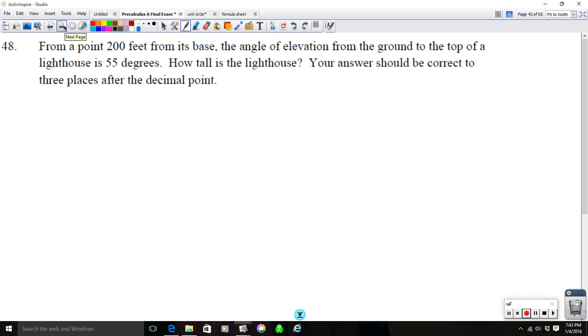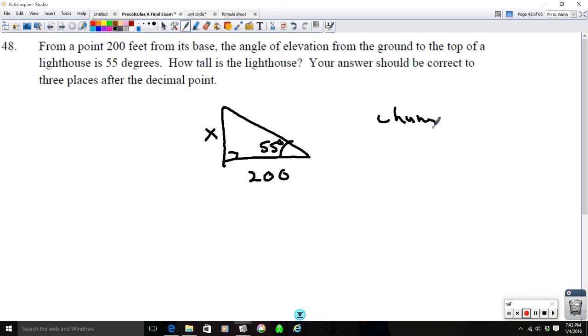48. Got 2 more left here. This is a point 200 feet from the base. The angle of elevation to the top of a lighthouse. The angle of elevation is from horizontal looking up, so it's here, 55 degrees. How tall is the lighthouse? Here's the lighthouse here. Please change your calculator to degrees. So you have to change the mode to degree.